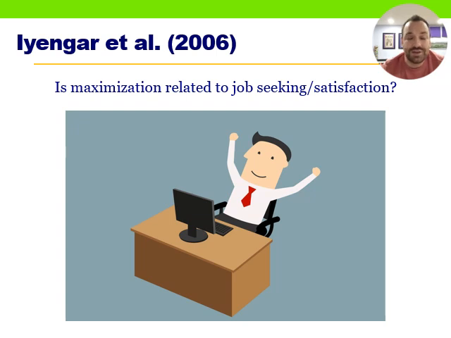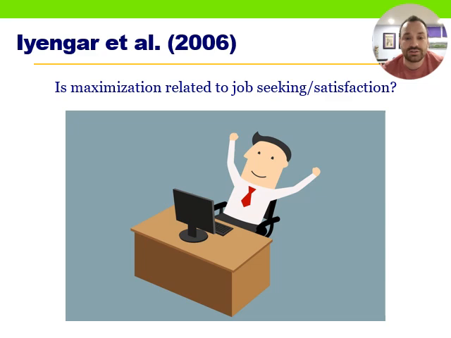So the first example that we're going to look at today was a study of how the tendency to fall on either the maximizer versus the satisficer end of that spectrum is related to people's job behavior, specifically applying for jobs and being satisfied with their jobs. In this study, they gave each participant a personality test that measured the extent to which they were more of a maximizer, more of a satisficer. So everybody got a score that indicated where they fall on that spectrum.